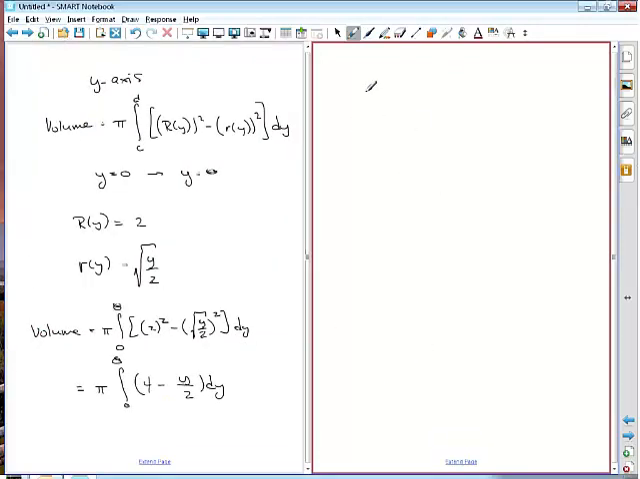So now we can integrate. So we'll have pi. The integral of 4 dy is just 4y. The integral of y over 2 dy is going to be y squared over 2 divided by 2, which is y squared over 4. And we evaluate that between 0 and 8. We just evaluate the upper limit because it's polynomial, and the lower limit is 0. So we have 4 times 8 minus 8 squared over 4.